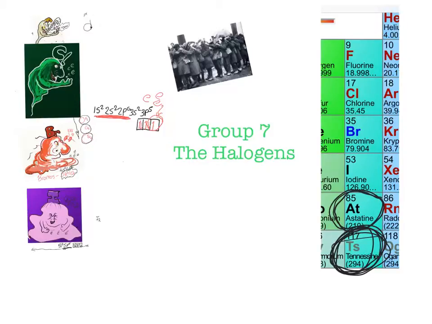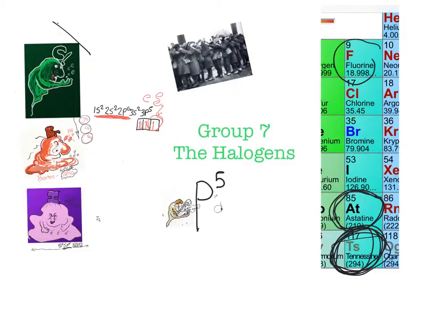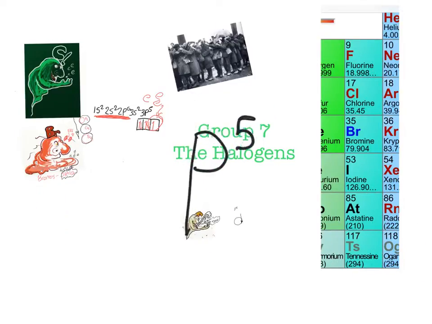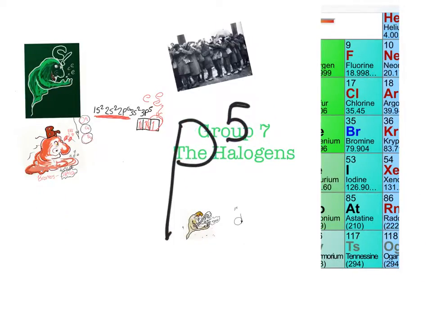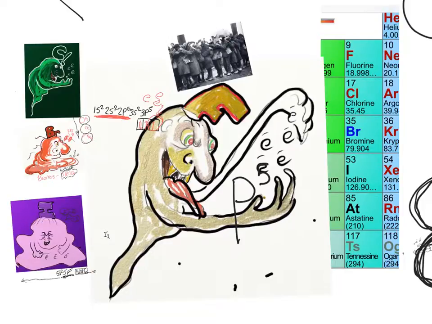So there's a quick introduction to the halogens. Oxidizing agents all have the p5 electron configuration. Powerful oxidizing agents, but the most powerful of all is fluorine. Here he is. Fluorine, come and see us, fluorine. P5, no, he's not doing it. So there in a nutshell is the halogen family.